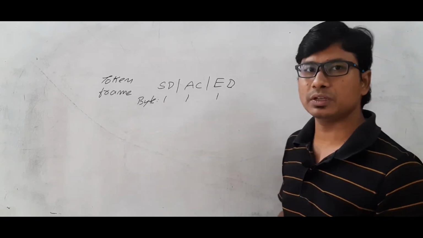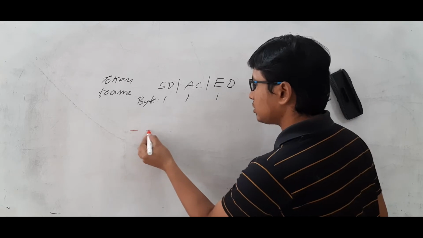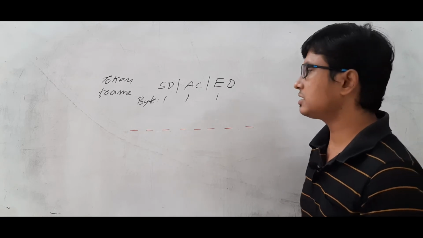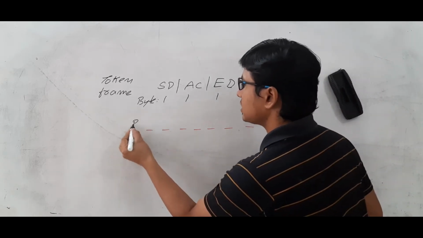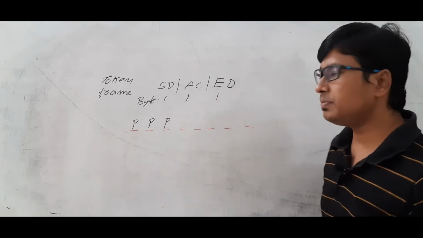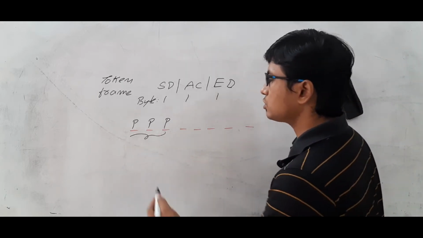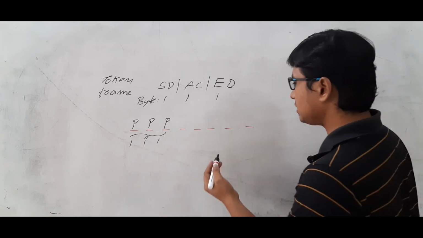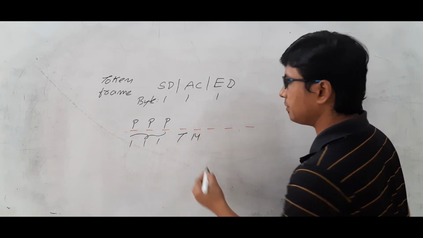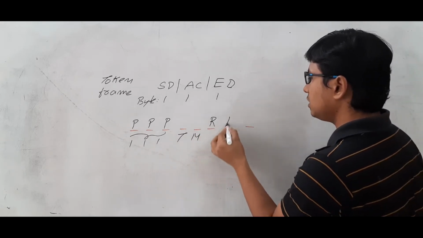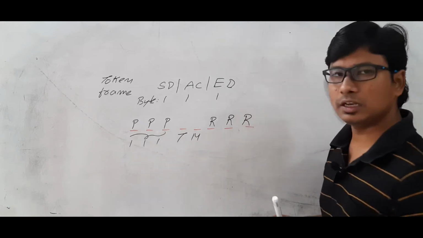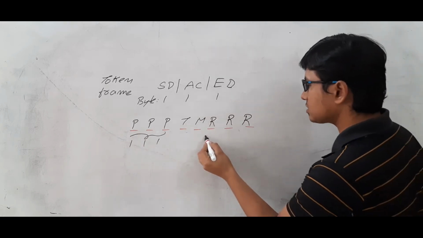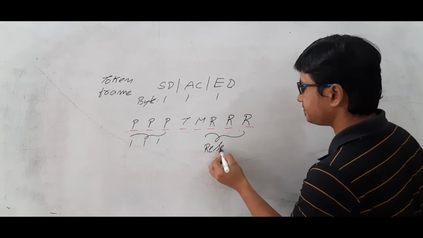Now let me discuss the access control. Again, the access control has 8 bits of information. Out of these 8 bits, 3 bits are used for representing the priority. If 3 bits are used for the priority, you can have a maximum of 3 ones, so priority 7 you can keep. Then you have T and M, and then you have the 3 R's. These 3 R's are used for the reservation.